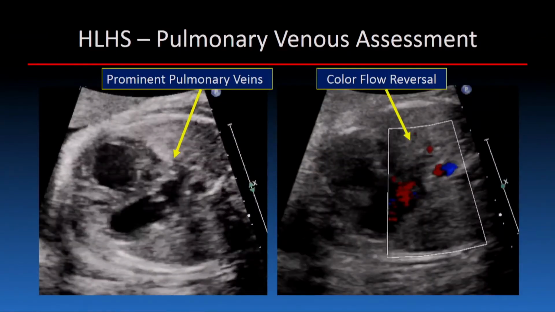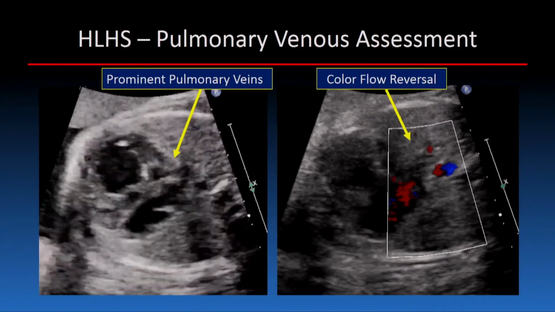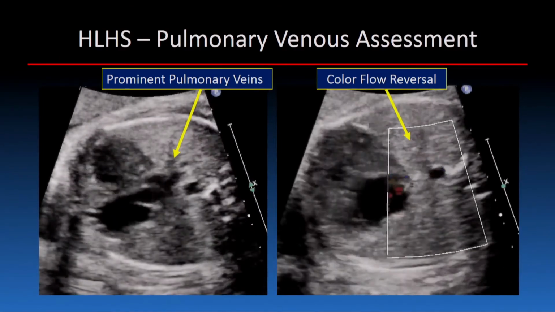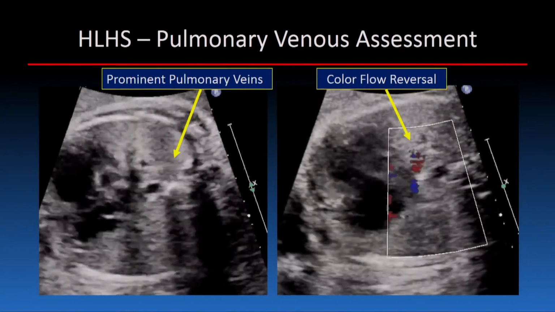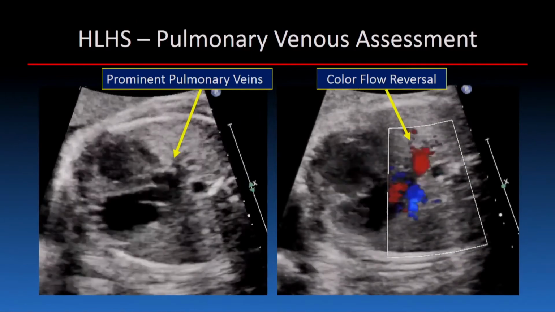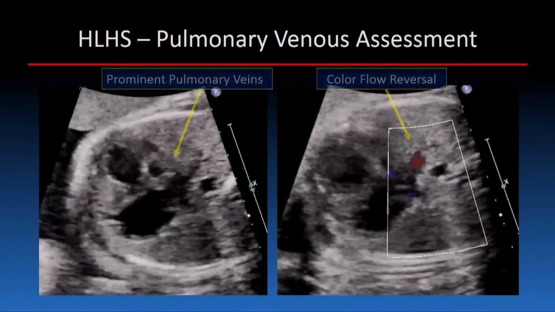So not only that, at the atrial septal level, we want to be assessing pulmonary venous assessment, where we can look at just by 2D the prominence of the pulmonary veins that are engorged, and even by color Doppler alone, seeing that color flow reversal in the pulmonary veins.